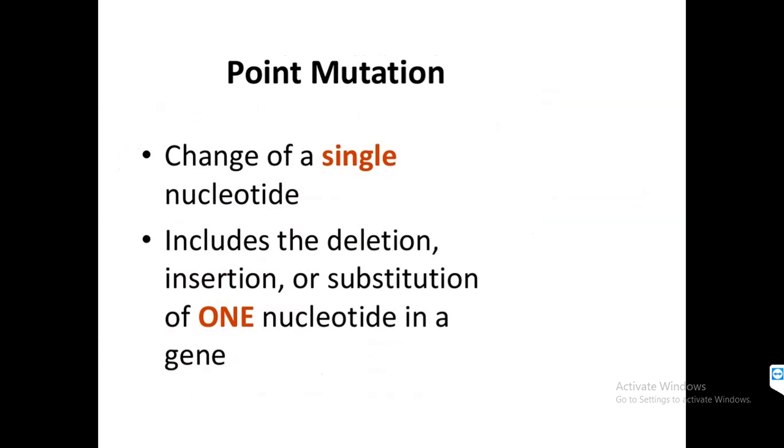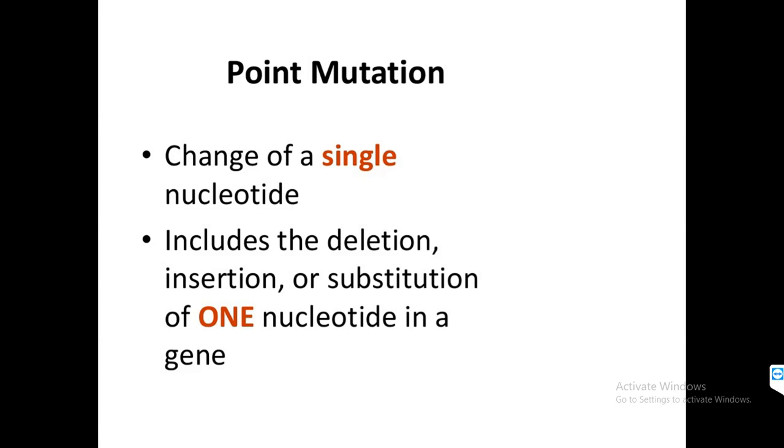What happens in the point mutation? There is a change of a single nucleotide. It includes the deletion, insertion or substitution of one nucleotide in a gene. Only one nucleotide of a gene gets changed, and that's why it is called a point mutation. Only a point changes in the complete chromosome, and this one point is also very much sufficient to cause the DNA to change.